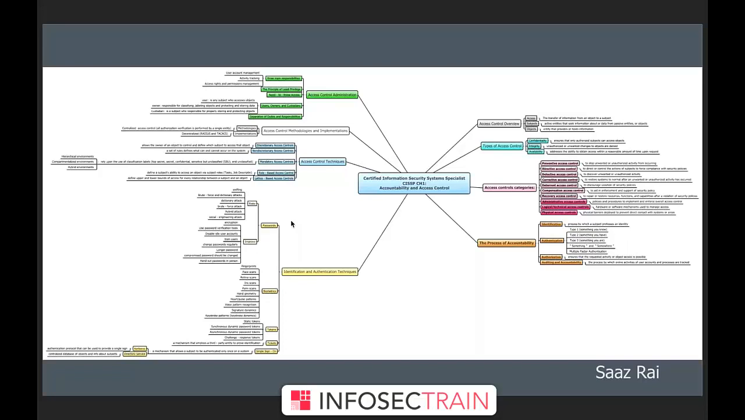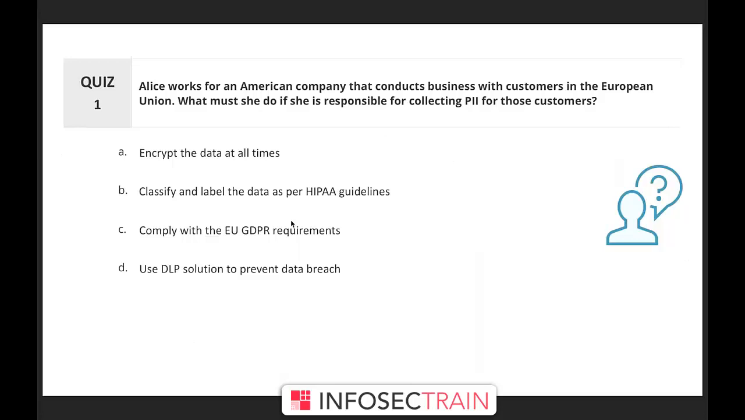It says, Alice works for an American company that conducts business with customers in the European Union. What must she do if she's responsible for collecting PII for those customers? Okay, so put in your answer in the chat window: 1A, 1B, 1C, 1D, whatever. If you don't know, you can say you don't know. That's absolutely okay. I want to understand where you are and your thinking process so that I can help you with the preparation.